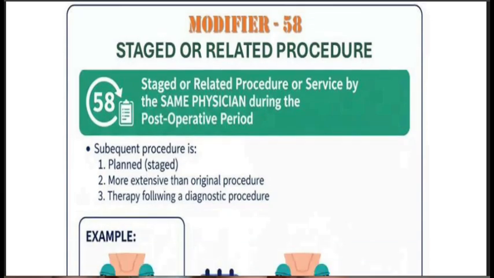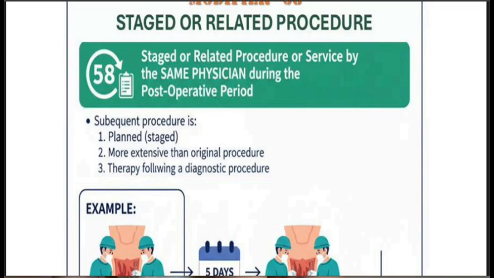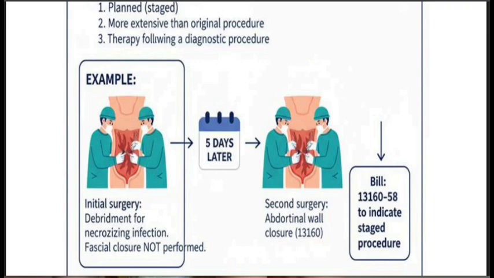58 is for a staged or related procedure, a procedure previously stopped or rescheduled. We have to give the 58 modifier for the planned surgery. Staged means planned surgery, and related means a previously stopped surgery. We give modifier 58 for the surgery by the same physician during the post-operative period. A subsequent procedure is planned or staged, more extensive than the original procedure, or therapy following a diagnostic procedure.